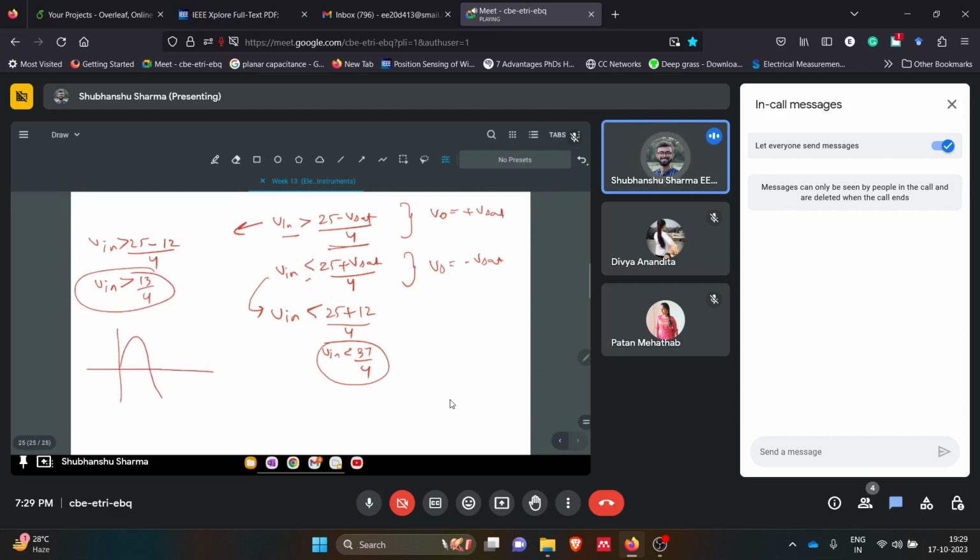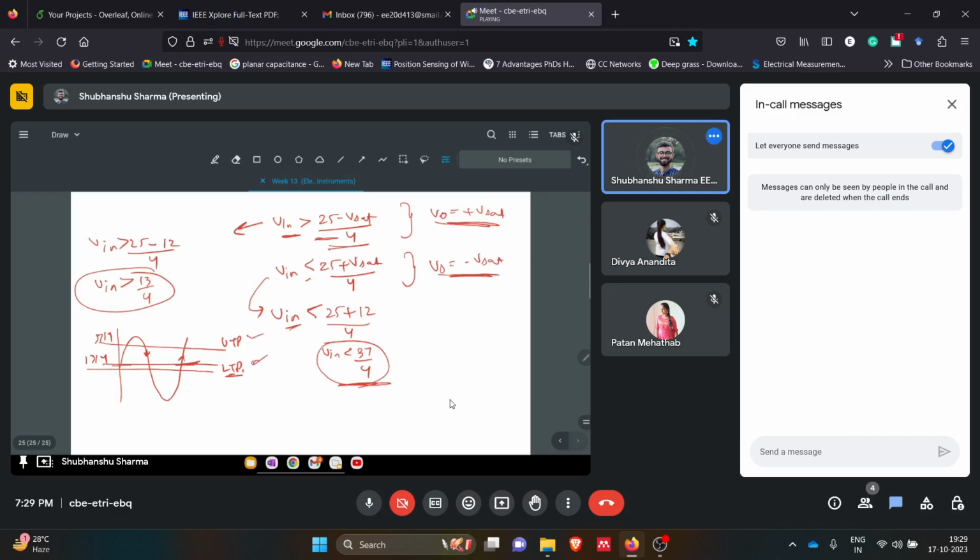So let's say we had this V input like this. This is 37 by 4, and this is 13 by 4. So you can say that this is the upper threshold limit and this is the lower threshold limit. In short, if the voltage goes less than this or above this threshold limit, then we will see some changes. Like V naught will become plus V saturation if V in becomes greater than 13 by 4, this lower threshold limit, and we will see V naught equal to minus V saturation if V in becomes less than 37 by 4. So we have these two limits.